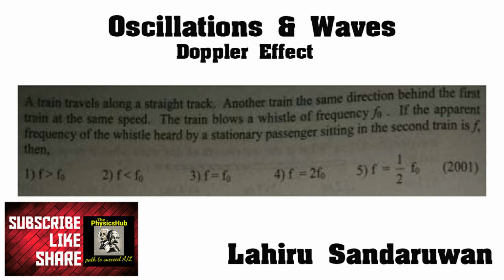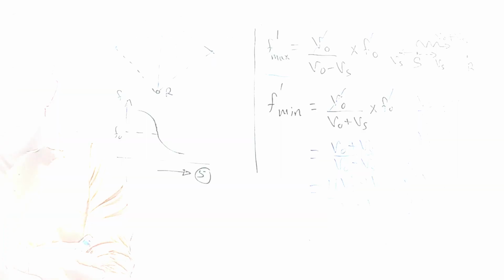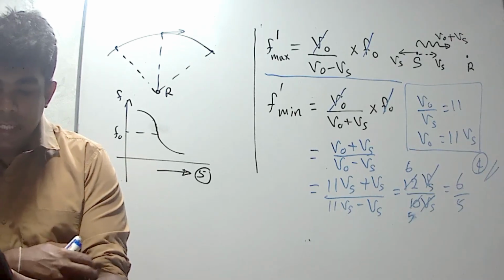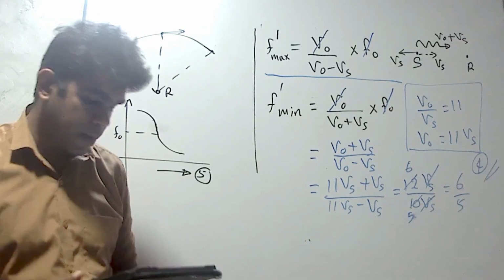A train travels along a straight track. Another train travels in the same direction behind the first train at the same speed. We have to consider the same speed. The train blows the whistle of frequency f0. The apparent frequency of the whistle heard by the stationary passenger sitting in the second train is f. Then you have to get the relationship between f and f0.